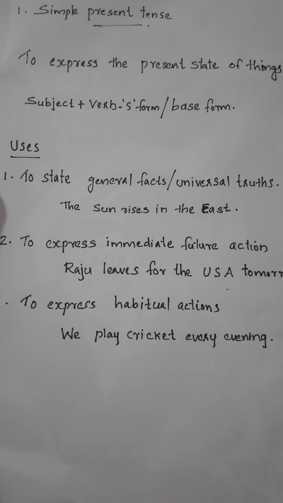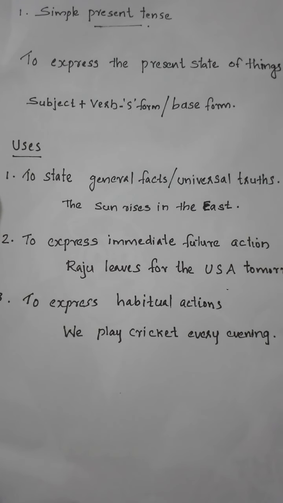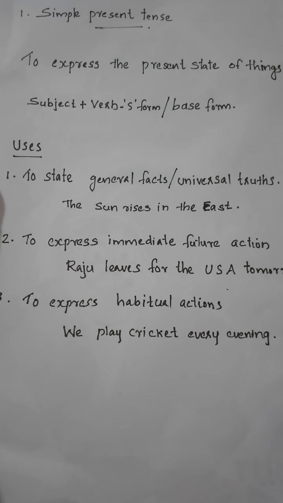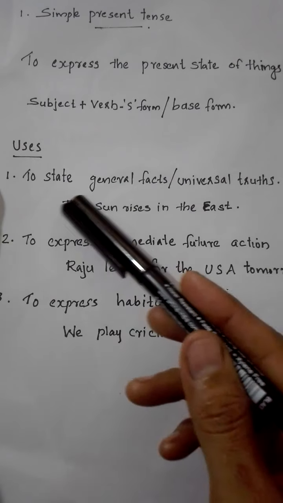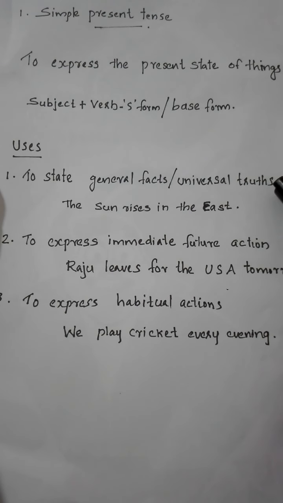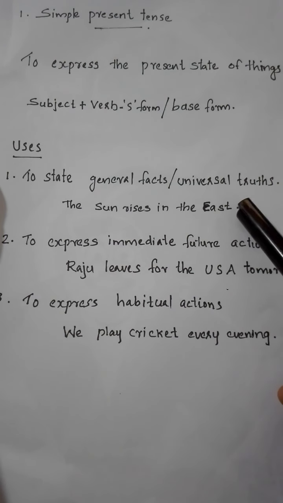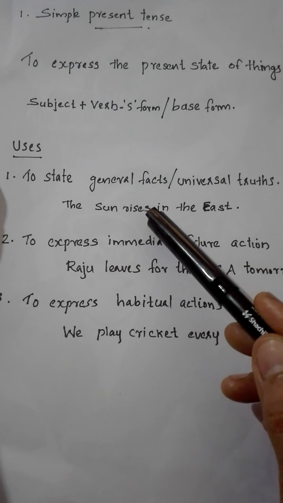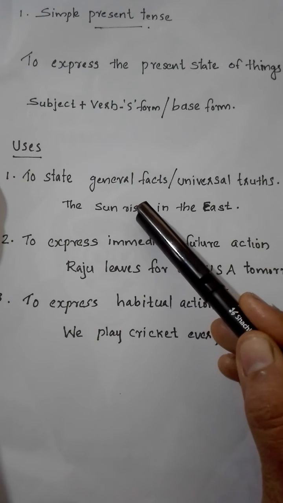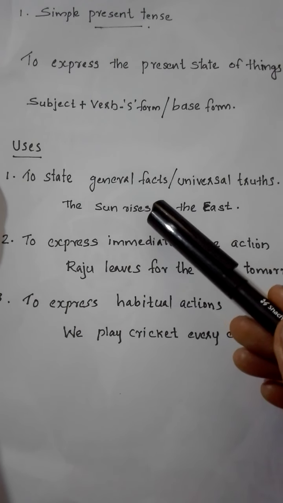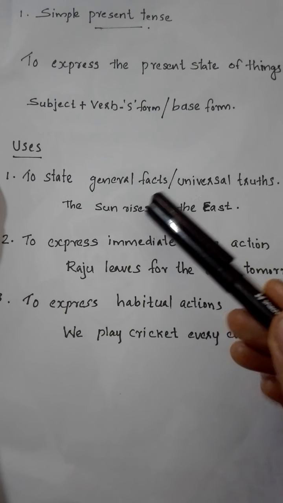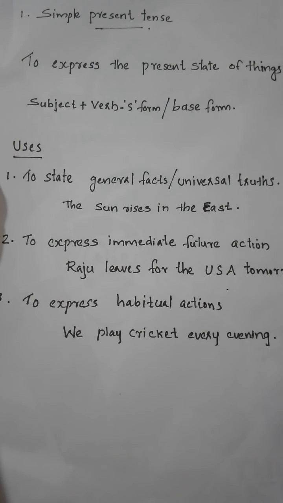Now let's move to the uses of simple present tense. What are the uses of simple present tense? Listen. To state general facts or universal truths, we should use simple present tense. See, for example, the sun rises in the east. Rise is the verb and here it uses the S form: rises in the east. See, it's a universal truth, otherwise a general fact.